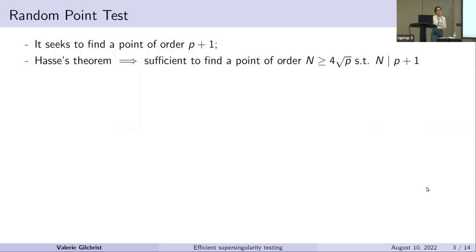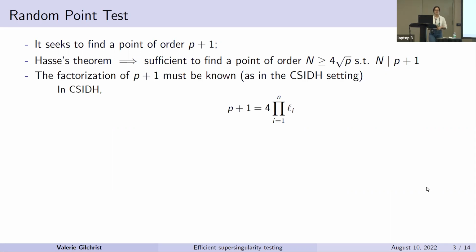One drawback of this algorithm is that you have to know the factorization of p plus 1. In SeaSide, this is actually fine because p plus 1 is constructed in a very specific way. It's going to be 4 times a product of small primes li, and so we're going to need the specific small primes li.